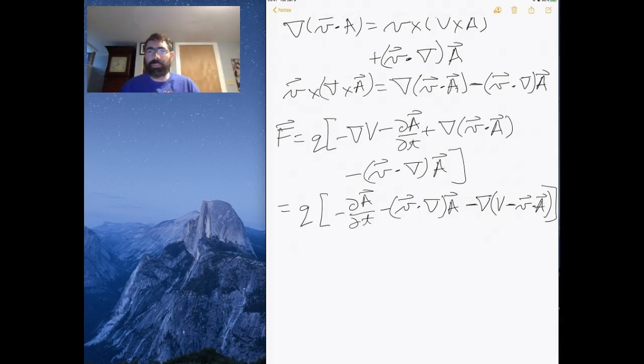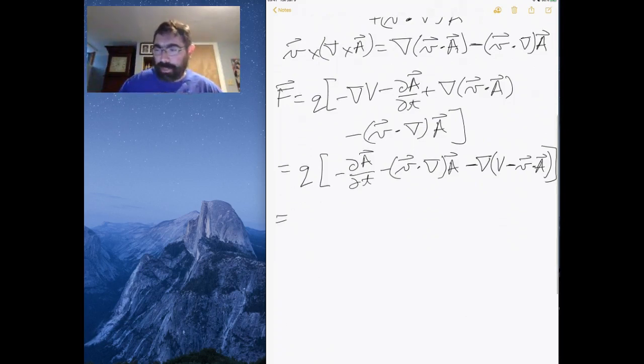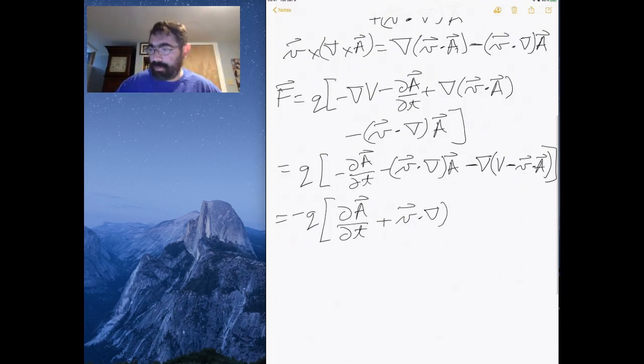So now you notice there's a minus sign. I can pull that minus sign out front, and I get minus Q times dA dt plus V dot del times A plus the gradient of V minus velocity dotted into A.